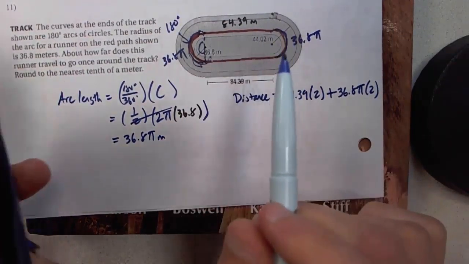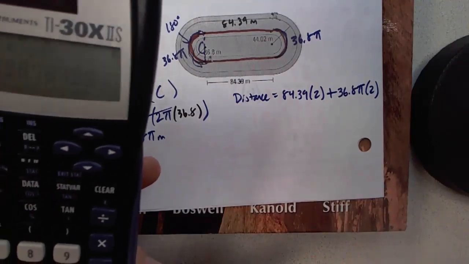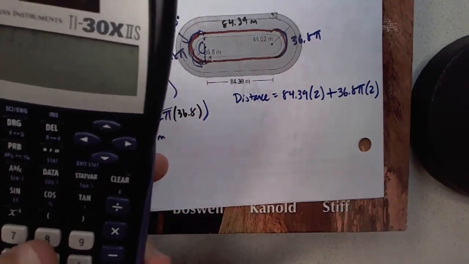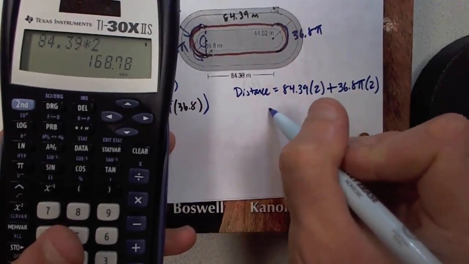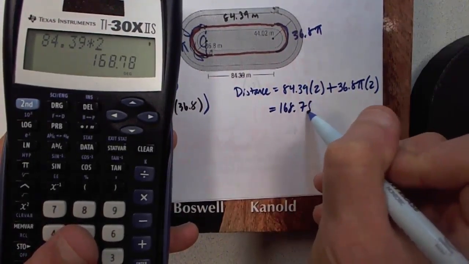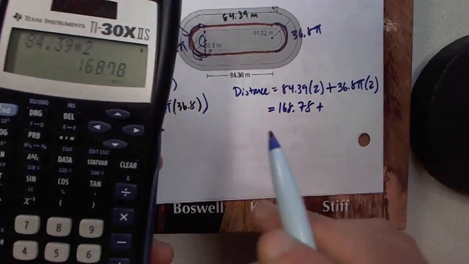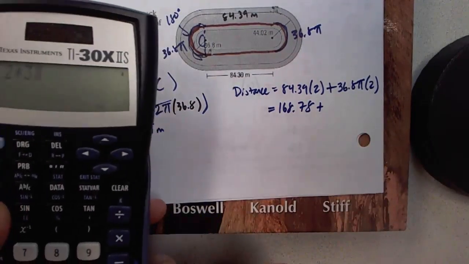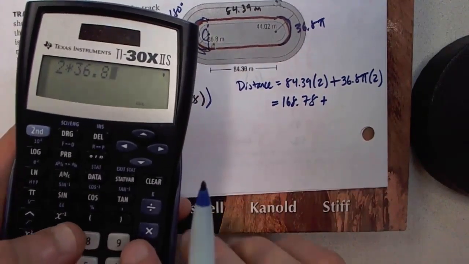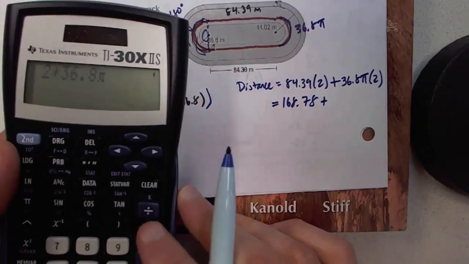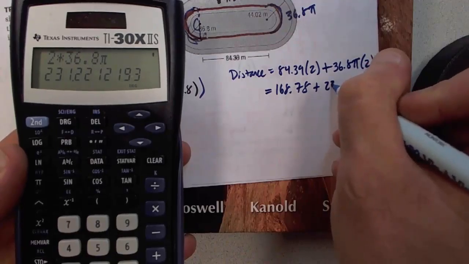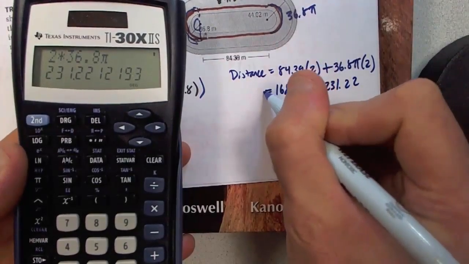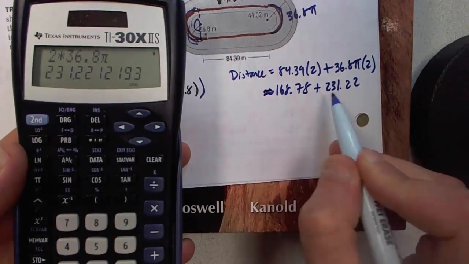2 of these 84.39s. So that is 84.39 times 2. So that's 168.78 meters plus 2 times 36.8. And you could put times or you could just put pi. You can do it. And that's about 231.22. I guess it's approximate now. So I just add these two numbers up.